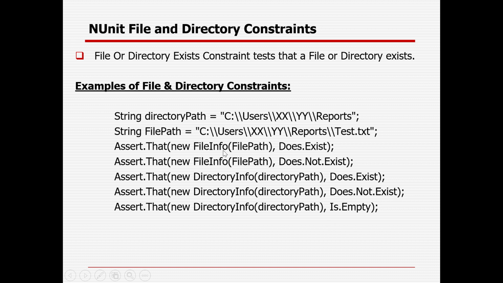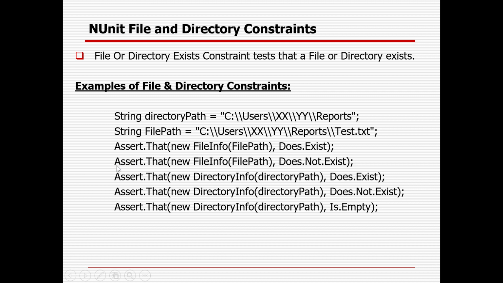Similarly for the file, you need to give the exact file path in the folder. It can be a text file, Excel file, PPT file, or DOC file as well. And you can check whether the particular file exists or does not exist. So the file or directory exists constraint tests that a file or directory exists, whether any particular directory or any particular file exists or not.